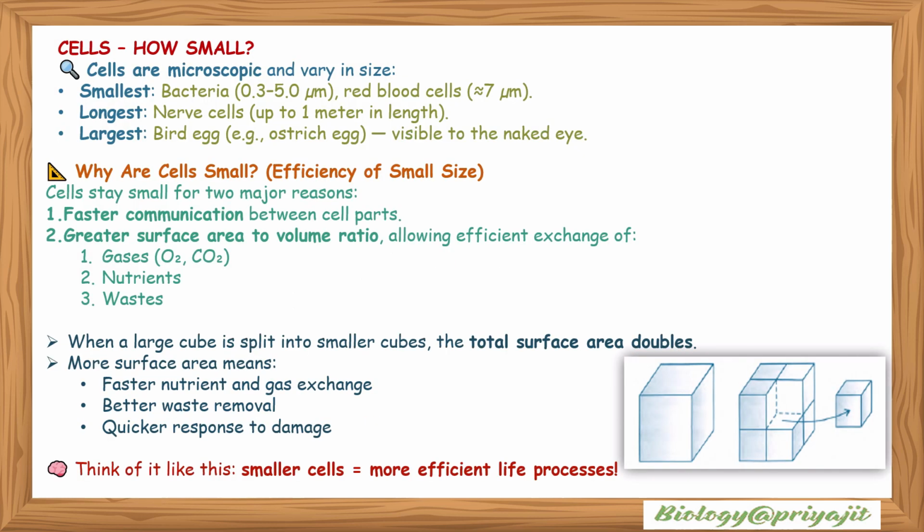Cells: how small? Cells are microscopic and vary in size. The smallest are bacteria or red blood cells, the longest are nerve cells, up to 1 meter in length. The largest is a bird egg like an ostrich egg, which is visible to the naked eye.